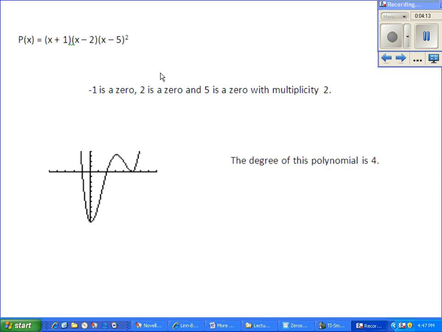X subtract 2 means that 2 is a 0, and it's only in there once. And then x subtract 5 tells us 5 is a 0 with multiplicity 2 because it's in there twice. X subtract 5, x subtract 5. And again, that matches up with the graph.